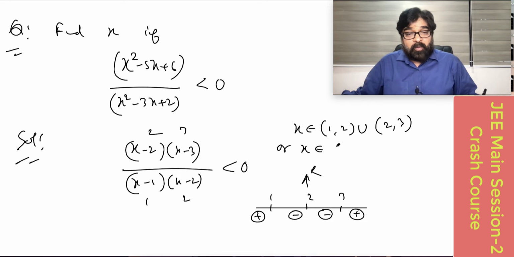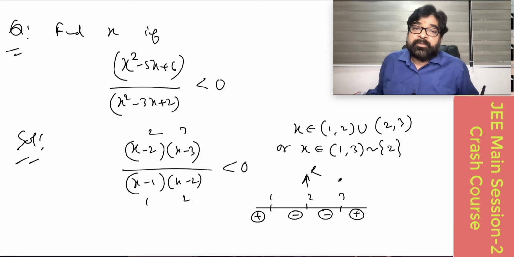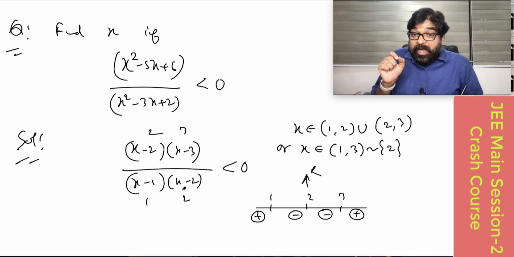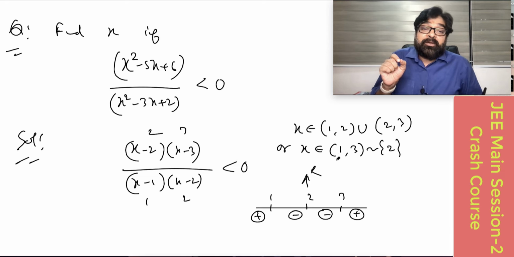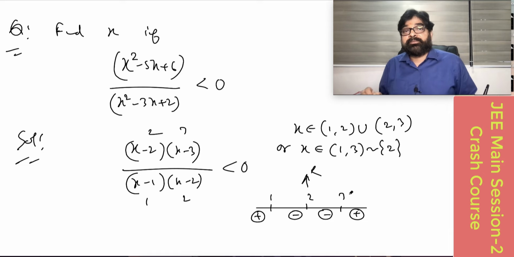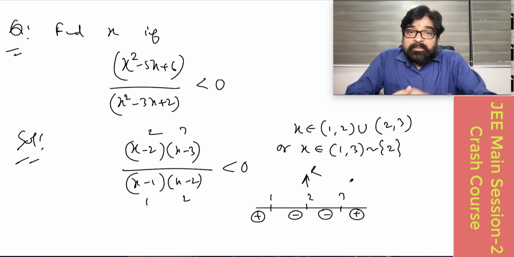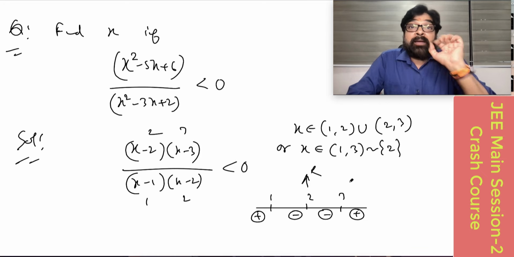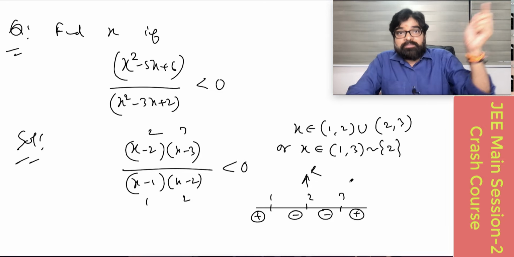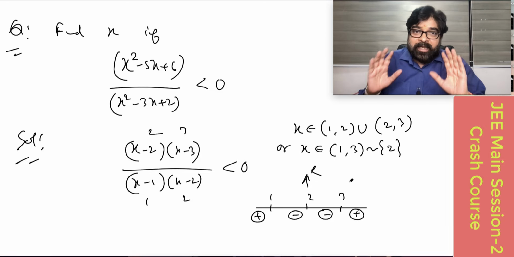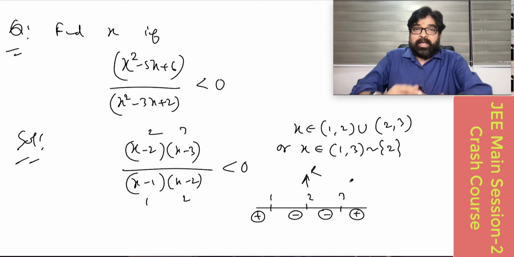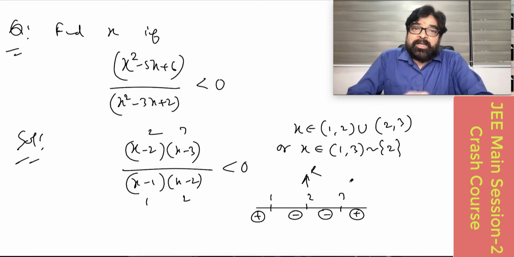Or this answer can be written this way: x element of 1 to 3, minus the set containing 2, because except 2. Think carefully. By chance, if you cancel this, you will get 1 to 3 and miss this portion. So always keep in mind, you should remove this cancellation habit. It's our habit from childhood: anything same is coming, cancel. Careful. When you are a child, it's okay. Nobody bothers that much. But now you are preparing for JEE Session 2, so this kind of mistake will give you the wrong answer.